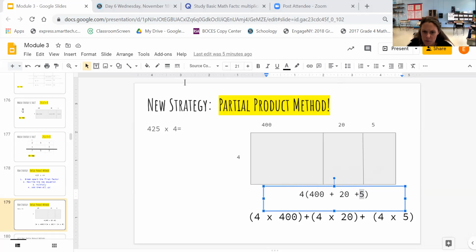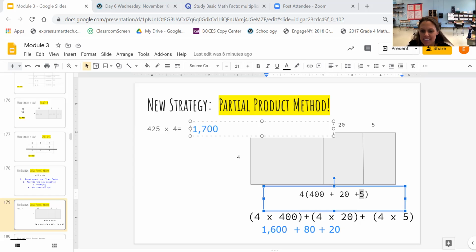4 times 400, we know, is 1,600. Add my 2 zeros. And then we're going to add that to 4 times 2 is 8. Add my 0. Last, 4 times 5 is 20. We add those all up, and you should get a value of 1,700.